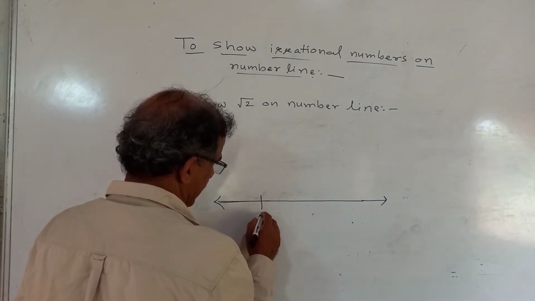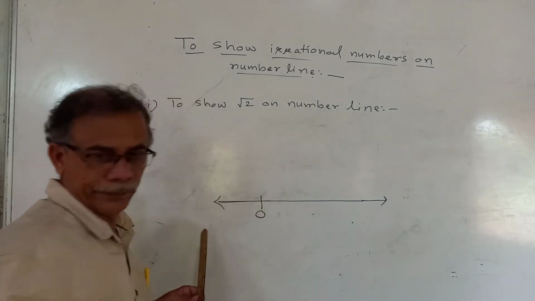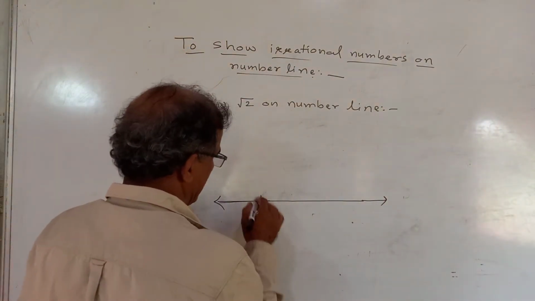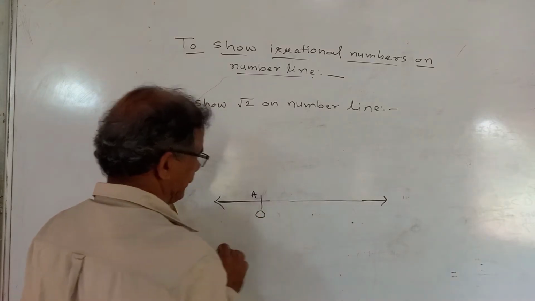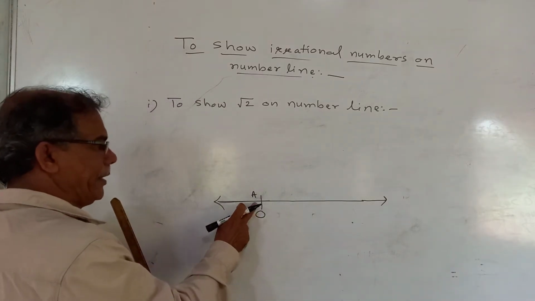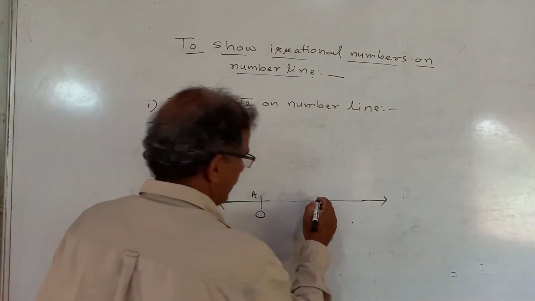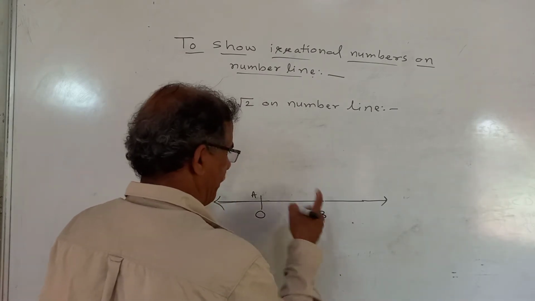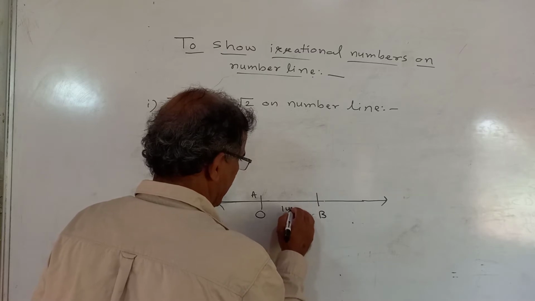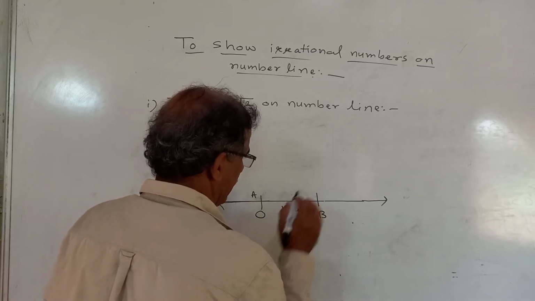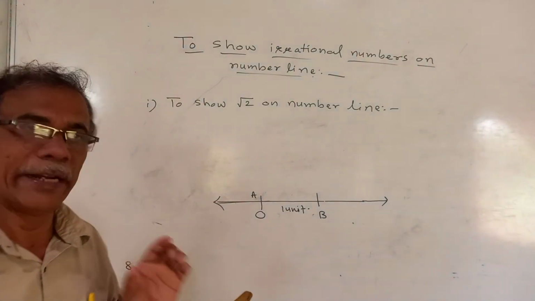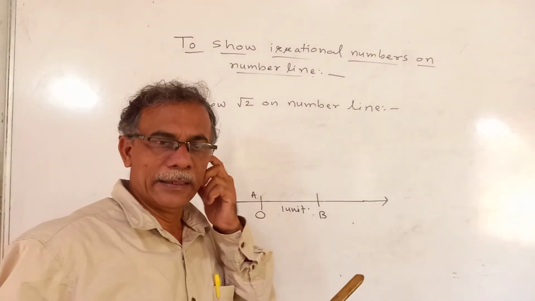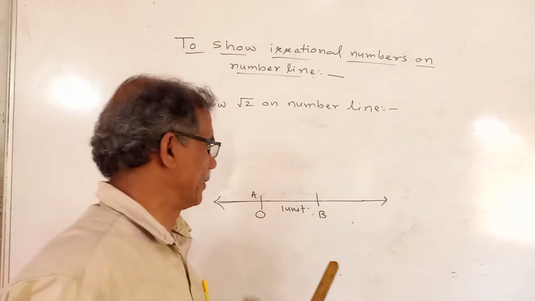Suppose here it is distance 0, at this particular point. Say this is point A. Now from A, at a certain distance, you mark point B. Say it is 1 unit. It may be 1 centimeter, 1 meter, like that, isn't it? So I have not measured this distance.